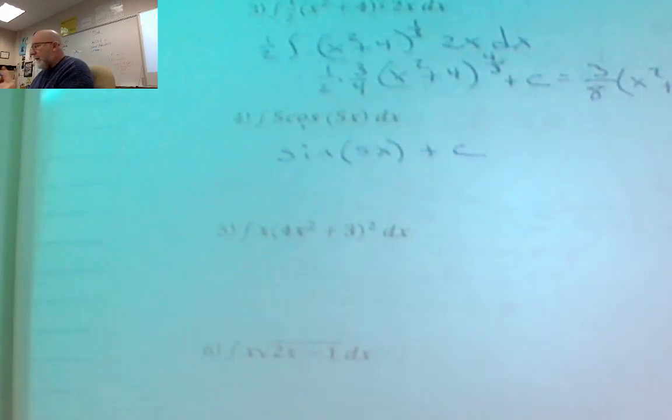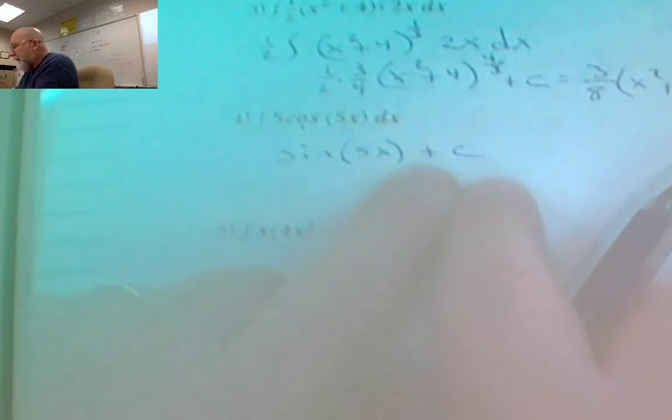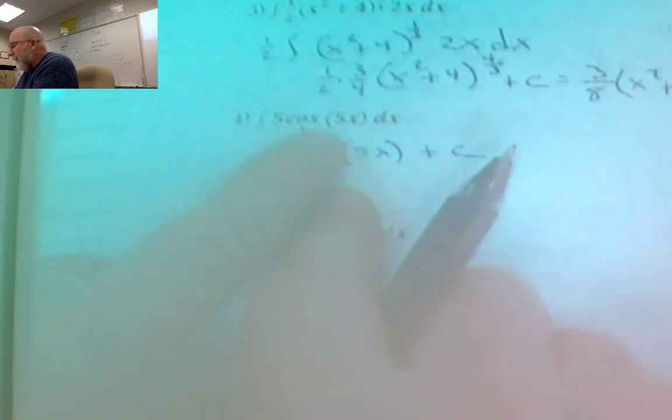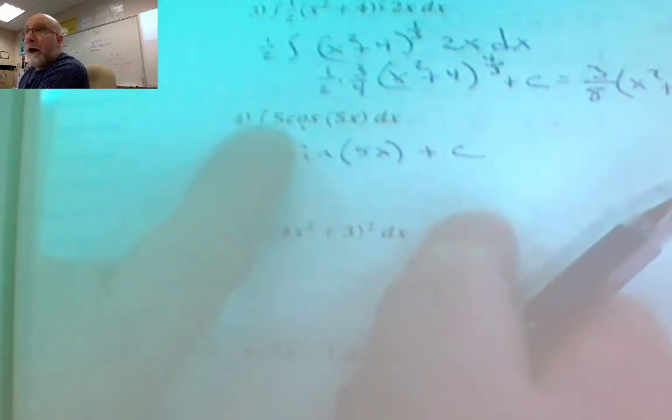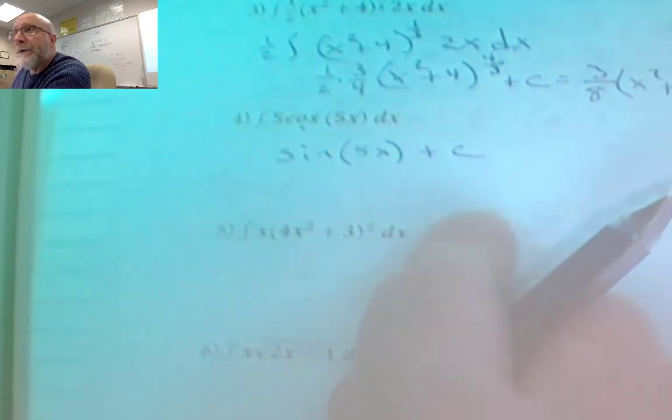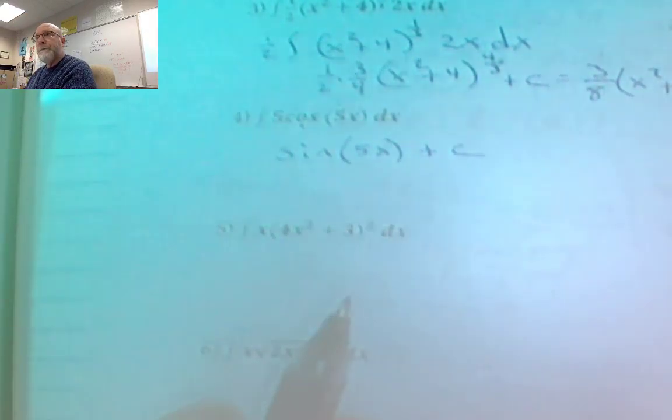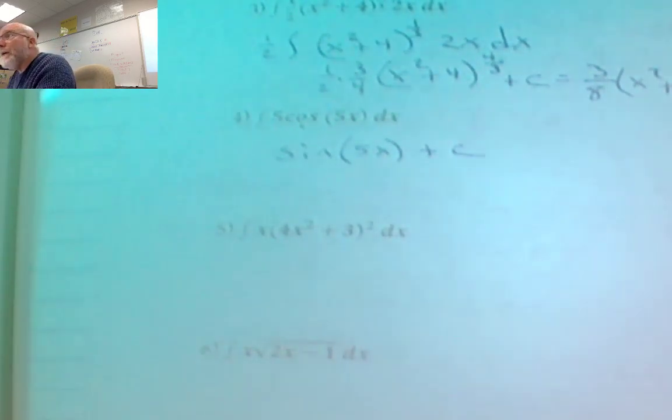Now I take the derivative. The c will die, right? The derivative of sine is cosine. Then I come in the parentheses, I take the derivative of that, and that's where that 5 came from, right? It wasn't there to begin with. It was created during the process of taking the derivative.